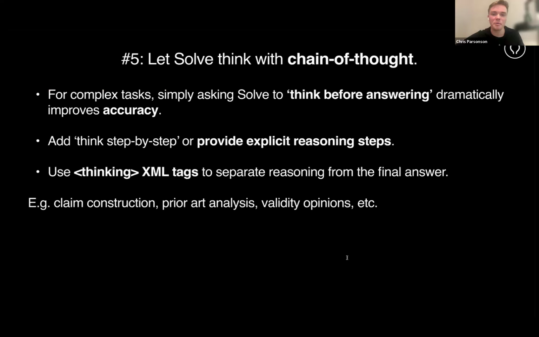2 more tips before I let you see the product and Solve at work. Tip number 5 is to let Solve think with chain of thought. Chain of thought sounds like a fancy thing. It's a particular method of prompting AI models. But all it means is we're telling Solve to think before it answers, just literally typing in think before you answer into your prompt. And this can really help for improving accuracy for complex tasks.